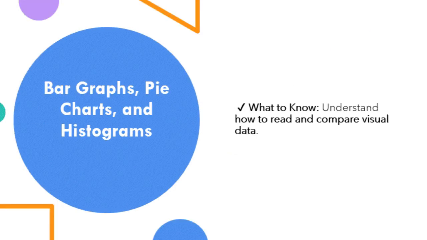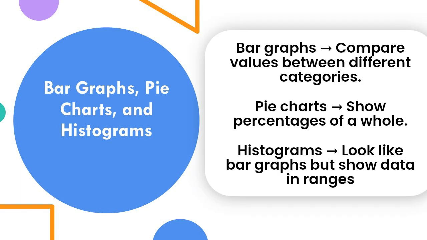Bar graphs, pie charts, and histograms. The ACT loves to test your ability to read and interpret visual data like bar graphs, pie charts, and histograms. How to read them: bar graphs compare values between different categories. Pie charts show percentages of a whole. Histograms look like bar graphs but show data in ranges, e.g., test scores grouped into 10-point intervals.